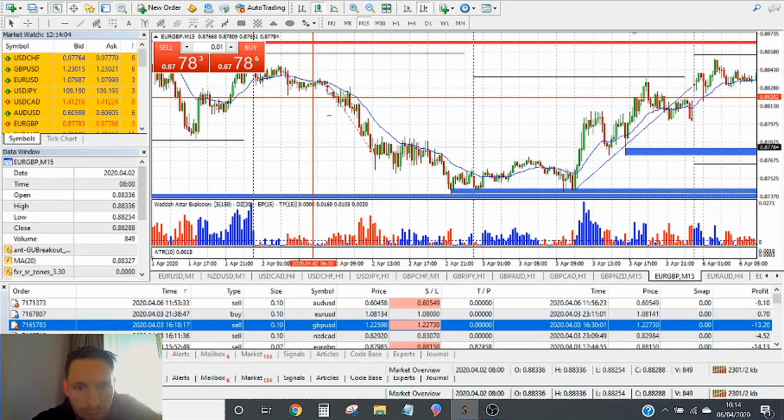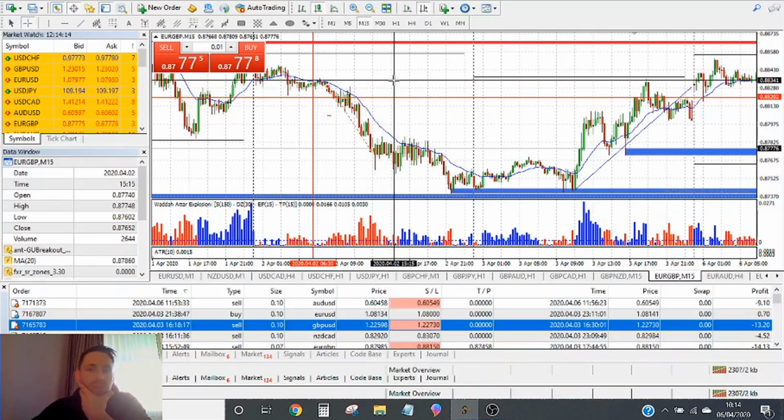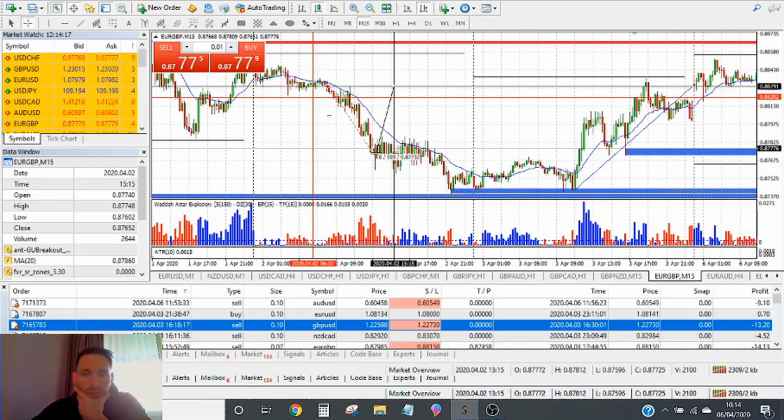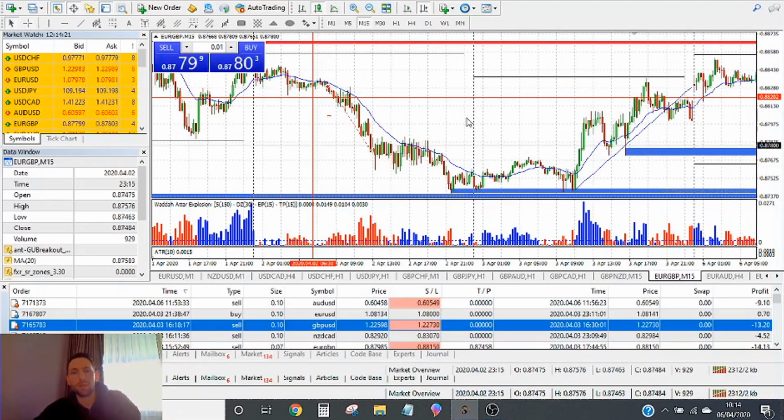So I was quite proud of this one. I think I made about 40 or 50 quid on this particular trade. So it was just under one mini lot, and in terms of pip movement, I gained about 55 pips on that move there as well.